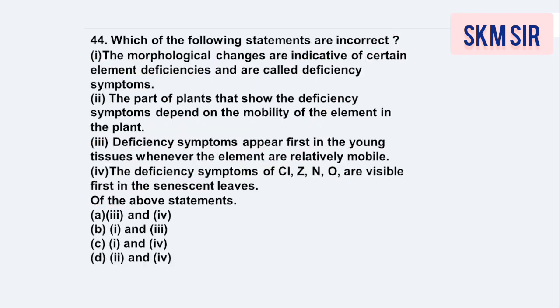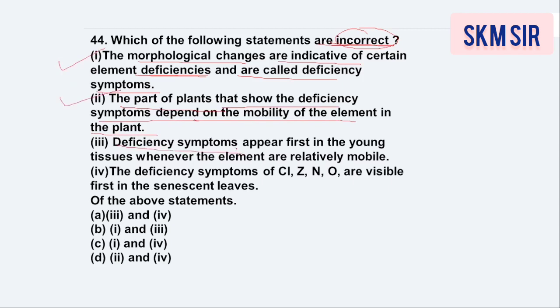Next question, that is 44. Again, this type of question is to select the statements which are incorrect. I am giving you time, guys. Just read out the statements, find the incorrect statement and then answer the question. The morphological changes are indicative of certain element deficiencies and are deficiency symptoms. Next statement, the part of the plant that shows deficiency symptoms depends on the mobility of the element in the plant. So what do you think? The first statement is true. The second is also true.